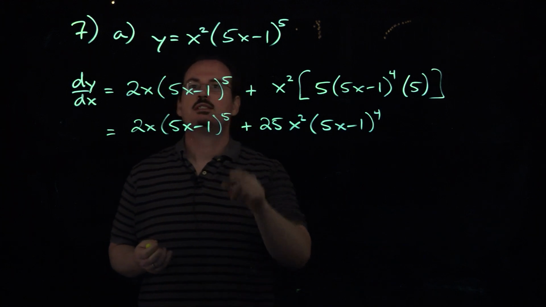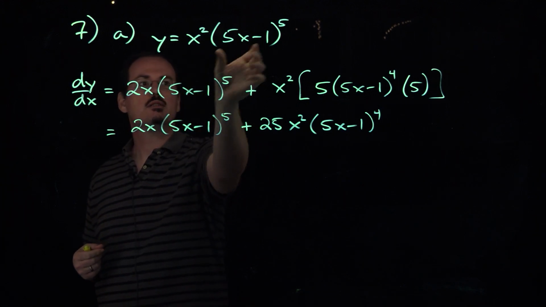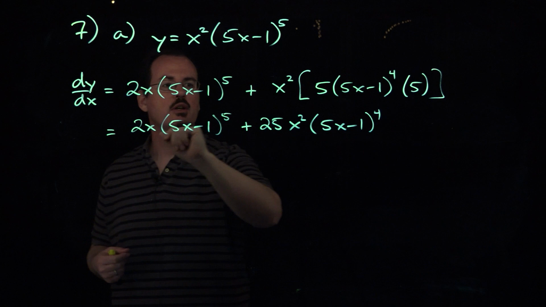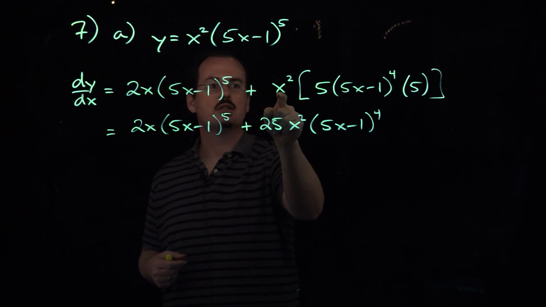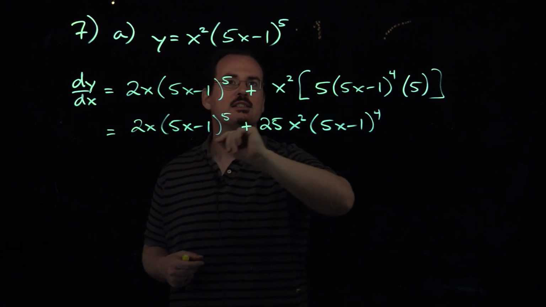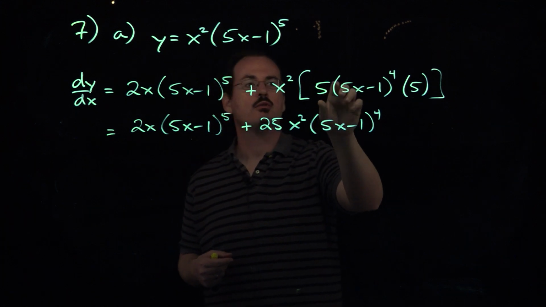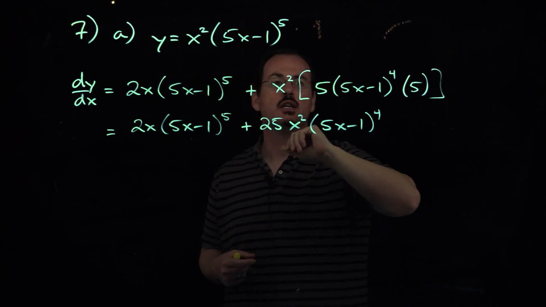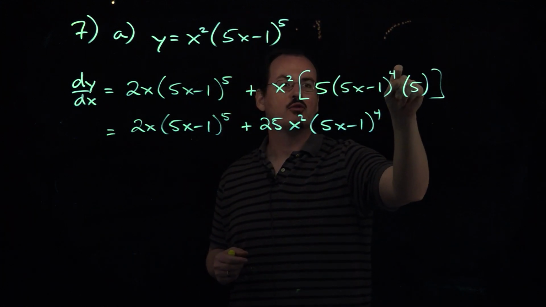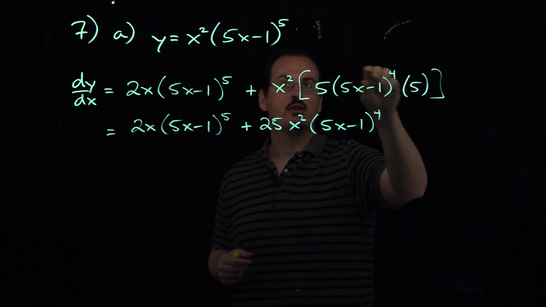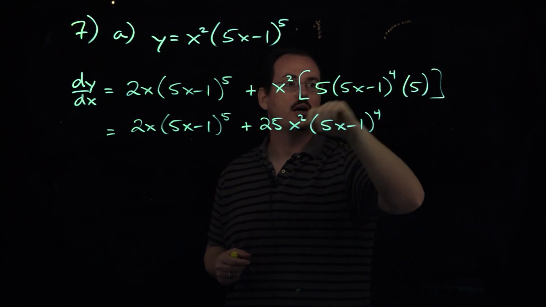So product rule says take the derivative of the first one, that's the 2x, multiply it by the second one, that's the first part of it, plus the first function times the derivative of the second function. Well, the second function itself is going to require the chain rule. The general power rule is an easy way to remember that for this type of function. We have a function raised to a power.